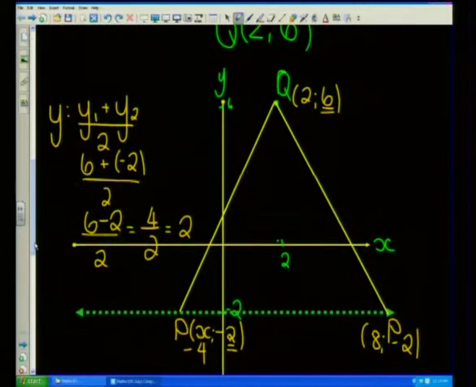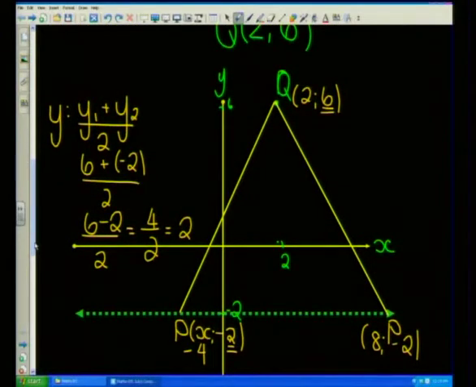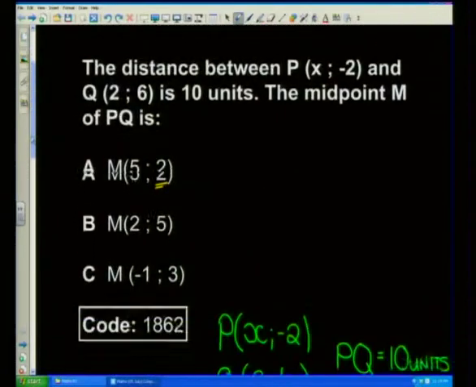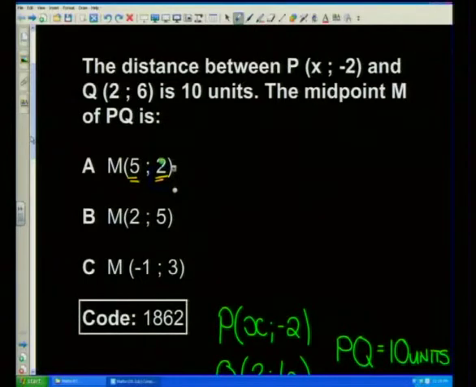Let's quickly do our sum. x1, which is negative 4, plus x2, which is 2, divided by 2, is going to give us negative 2 over 2, which is negative 1. The other option is x1, which is 8, plus x2, which is 2, over 2. 8 plus 2 is 10, divided by 2, which is 5. And if we go back to our options, 5 and 2 were the coordinates of the midpoint.